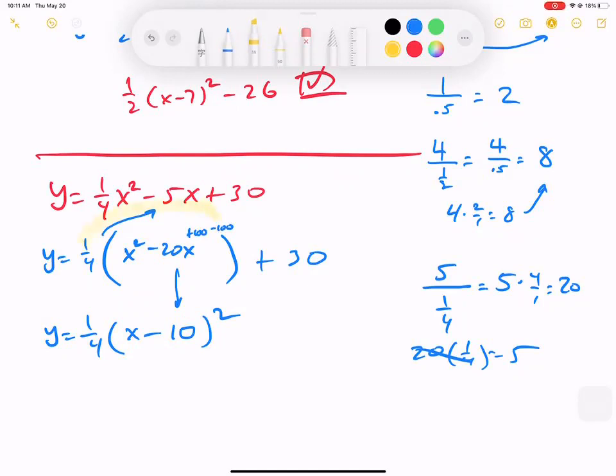1/4 times 100. We're going to multiply, put on your jacket to leave the room. What's 1/4 times 100? That's going to be 25, right? A quarter of 100 is 25 minus 25. Now we can combine our last values. That gives us plus 5.